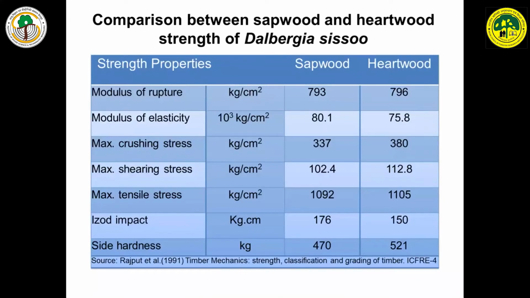And this table shows the Albizia sisu, that is sesame. Sesame is another wood which is used for different applications, starting from construction and furniture. So many other applications for sisu. Here also there is a lot of demand for the heartwood because heartwood properties are slightly better compared to sapwood.